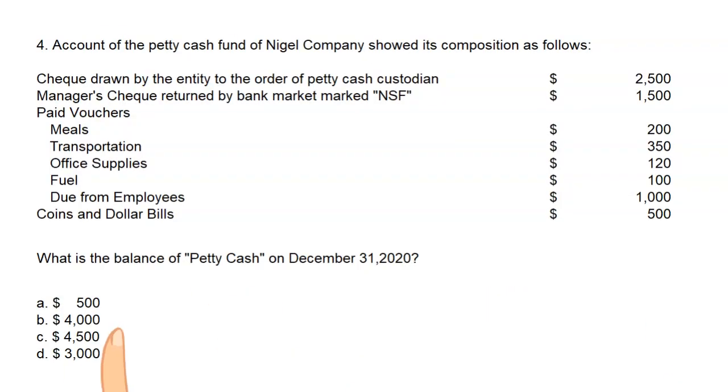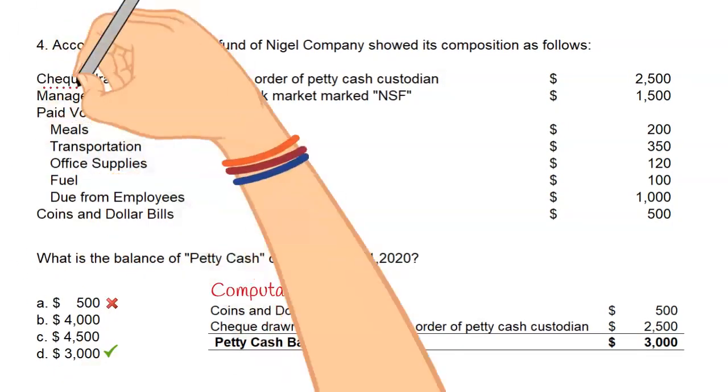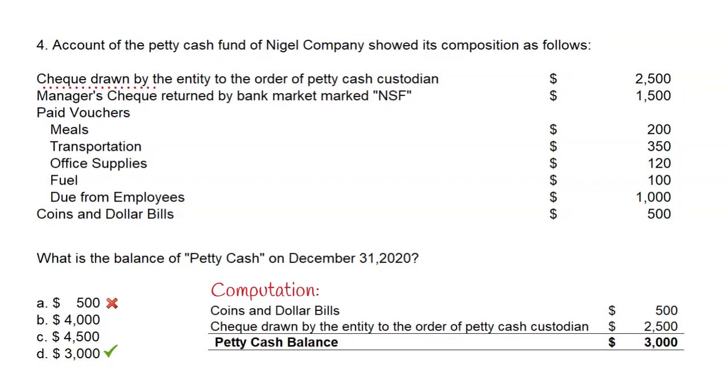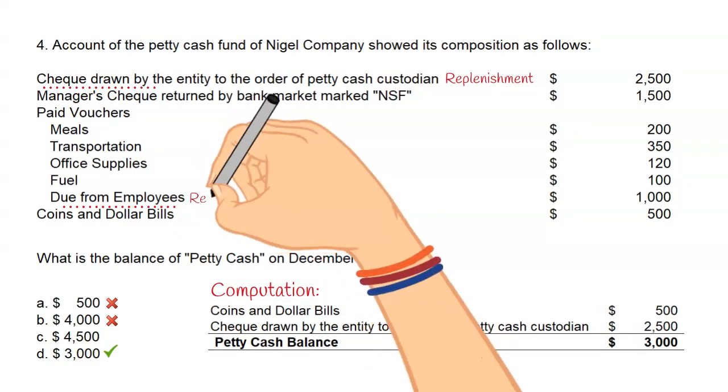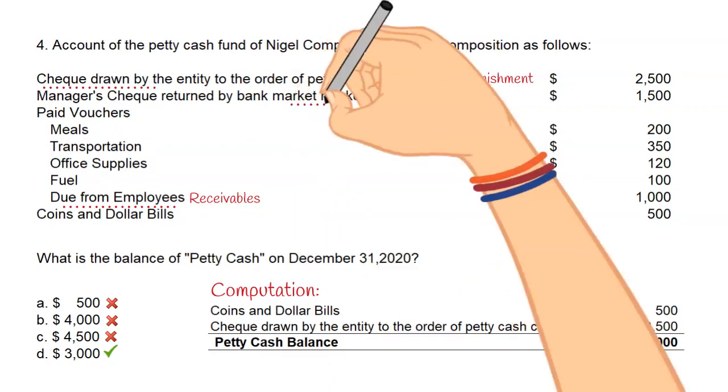Number 4. The correct answer is letter D. If your answer is letter A, means you have not included the check drawn to petty cash custodian. This check represents replenishment of fund. Therefore, it should be included in the petty cash balance. If your answer is letter B, you have mistakenly included the due from employees. This is classified as receivables from employees. If your answer is letter C, you have mistakenly included the manager's check with insufficient fund.